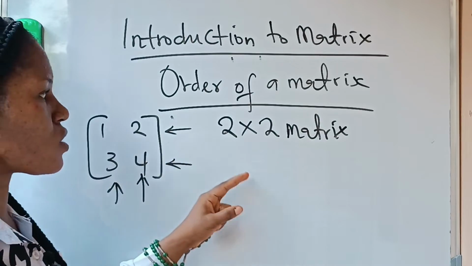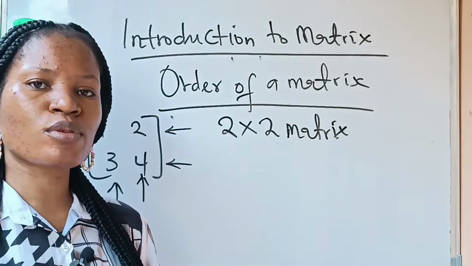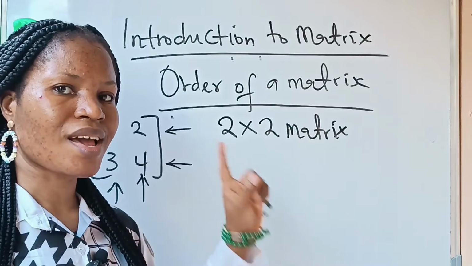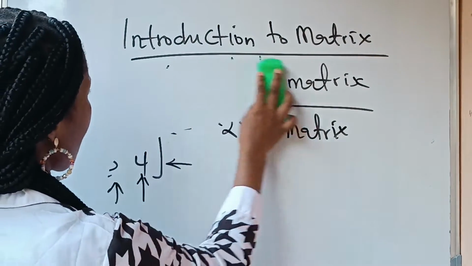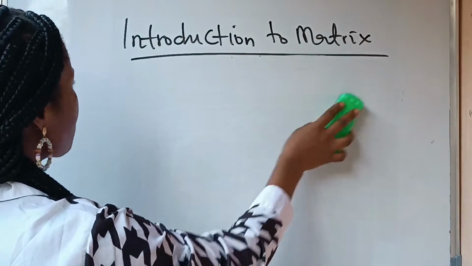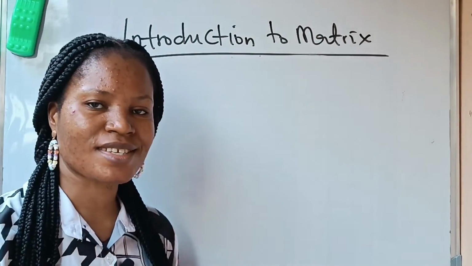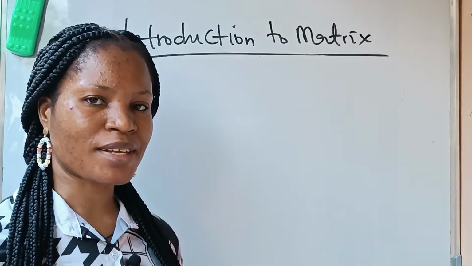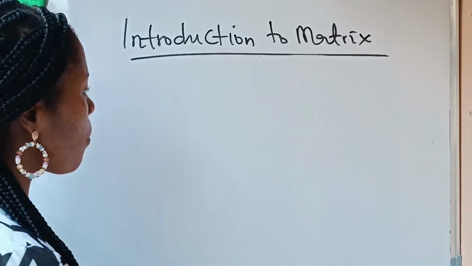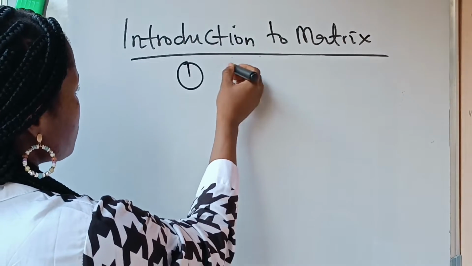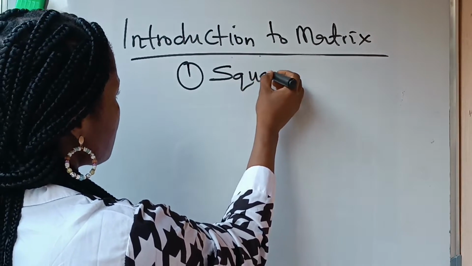So I believe with these 2 examples, you can name any matrix you come across according to its order. Okay? All right. Let us go ahead and discuss types of matrices. We have 4 types of a matrix. Number 1, let's discuss a square matrix.